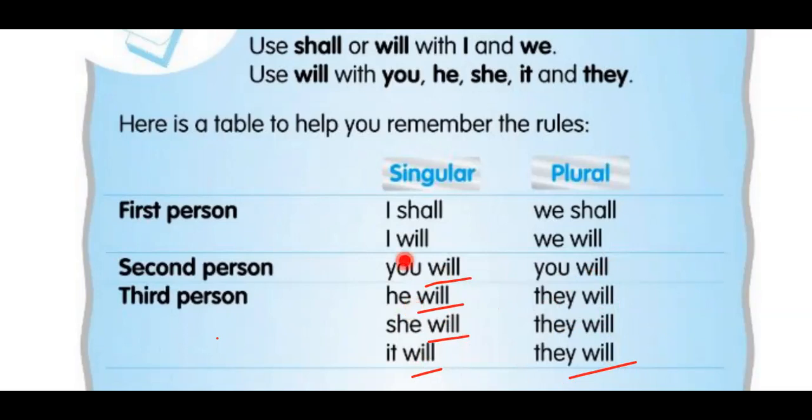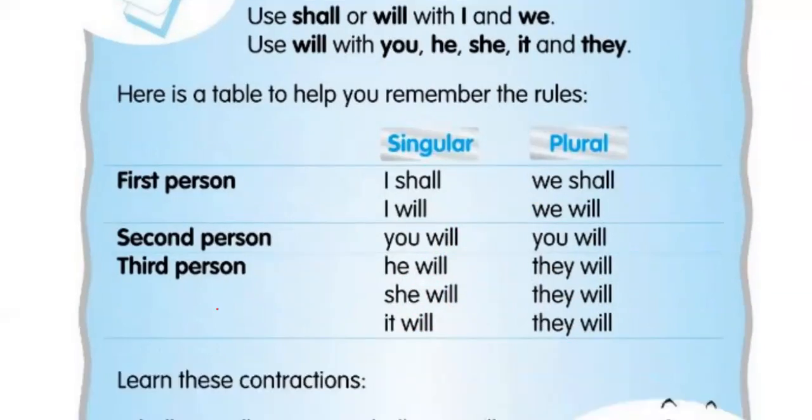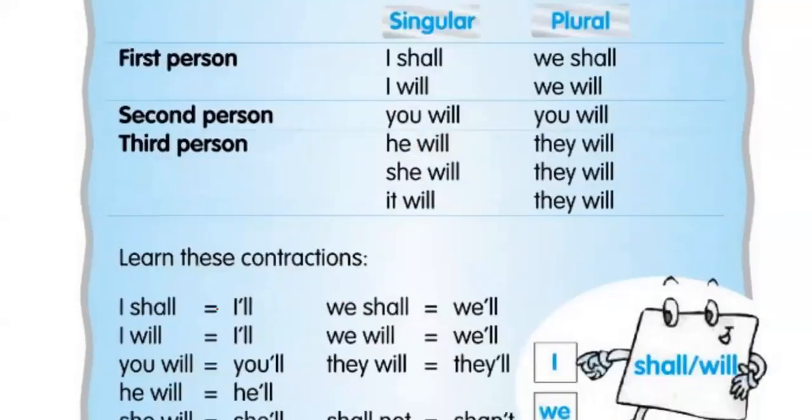With you, she, we only have to memorize this, right? You, she, yes. And with it we only use will. Whereas I and we will use both. Okay, will and shall. Very simple. If we understand it, it will become simple. So have you understood? Yes.